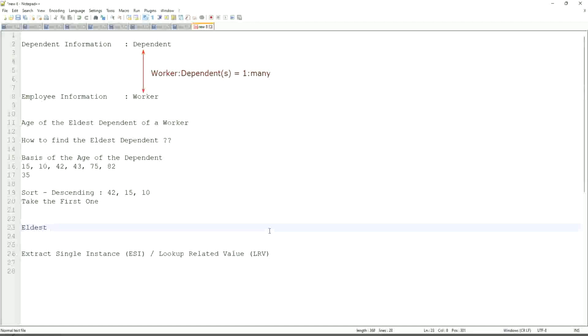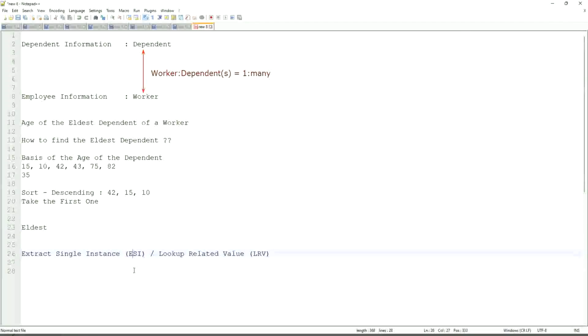They work in combination. We do not only leave with ESI. Once we extract the ESI, we use it to get some value. That's the LRV. Like here, we are going to get the age of the eldest dependent. The eldest dependent will be returned by the ESI, and the age of that eldest dependent will be an LRV. Right. This will be a very, very common question.